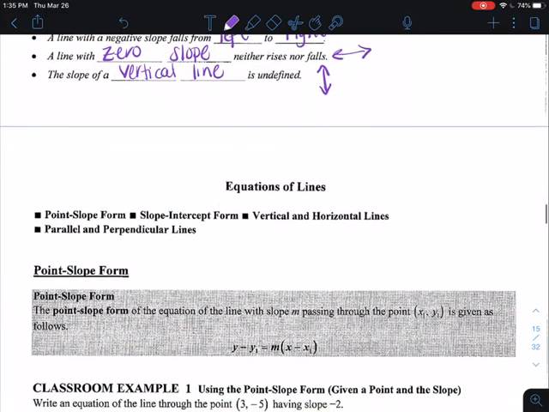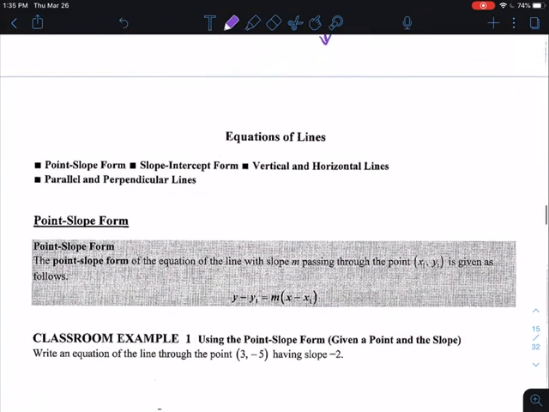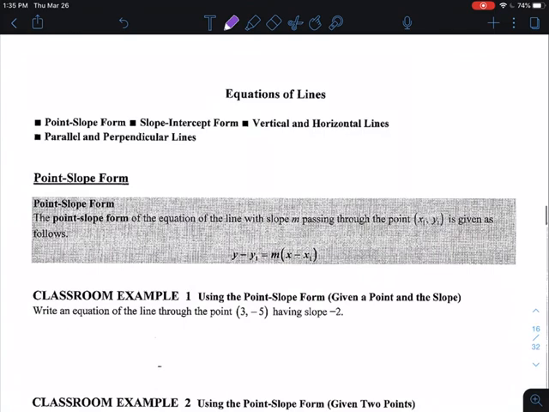I'm going to stop there. That should cover 2.3. All right, and I'll go to 2.4.